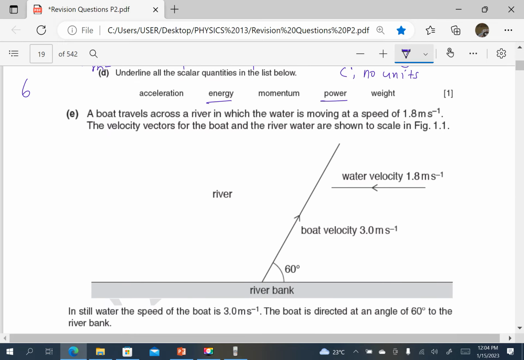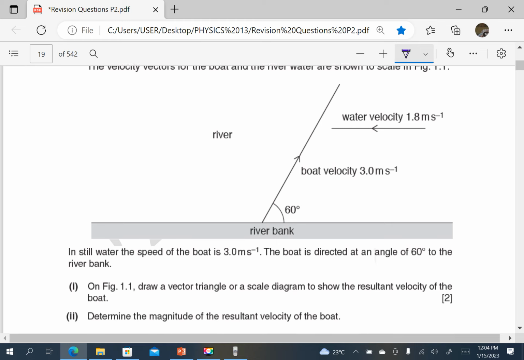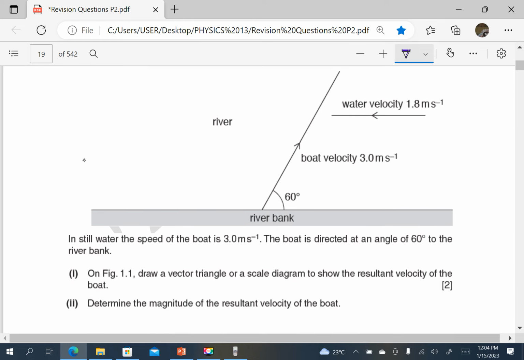A boat travels across a river in which the water is moving at 1.8 meters per second. The velocity vectors of the boat and the river water are shown here. In still water, the speed is 3 meters per second. The boat is directed at an angle of 60 degrees to the river bank. Draw a vector triangle or a scale diagram to show the resultant velocity of the boat.